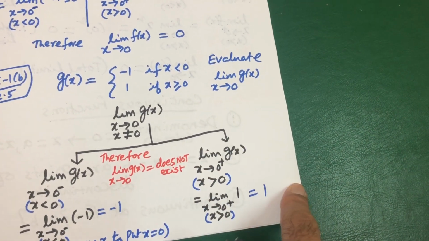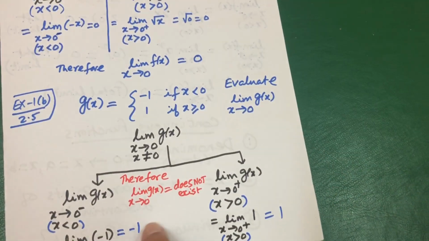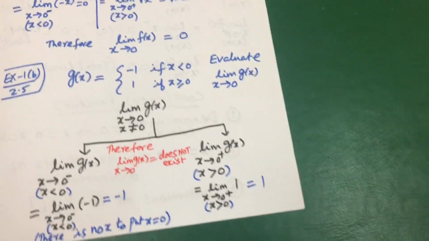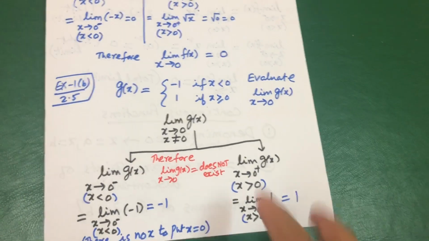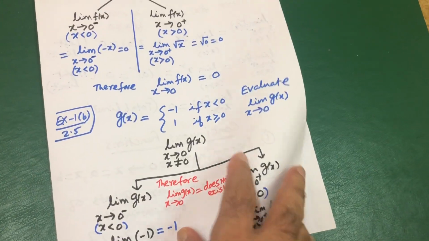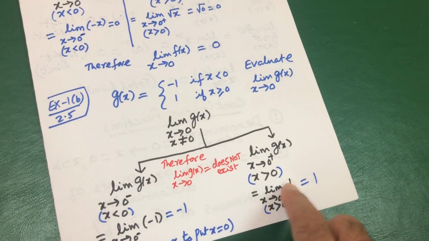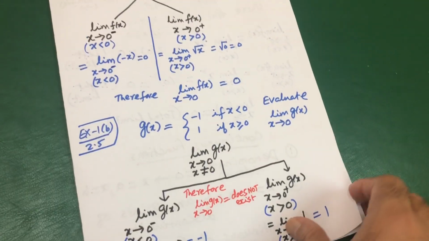They are not equal. If they were equal, I would say this is the total limit. Because they are not equal, I will say this limit does not exist. That is the way we do it. We calculate the left limit and the right limit. If they are equal, you say yes, this is the answer. Because they are not equal, you say it does not exist. Let us do one more.